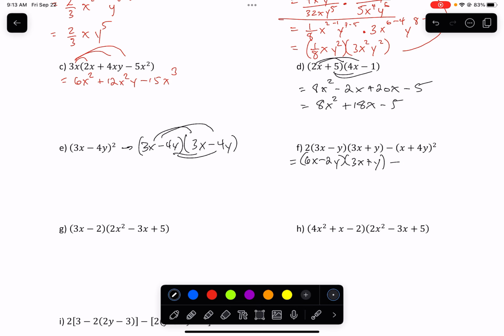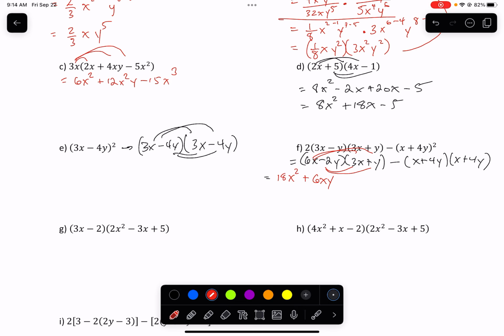minus x plus 4y times x plus 4y. Okay, and you can expand that stuff out. This could be a lengthy one. Save some space. 6x times 3x, 6x times y, negative 2y times 3x, and negative 2y times y. That's going to turn into 18x squared plus 6xy. A large part of this is organization and keeping track of stuff. And if you're not organized and you're writing all over the place, good luck.